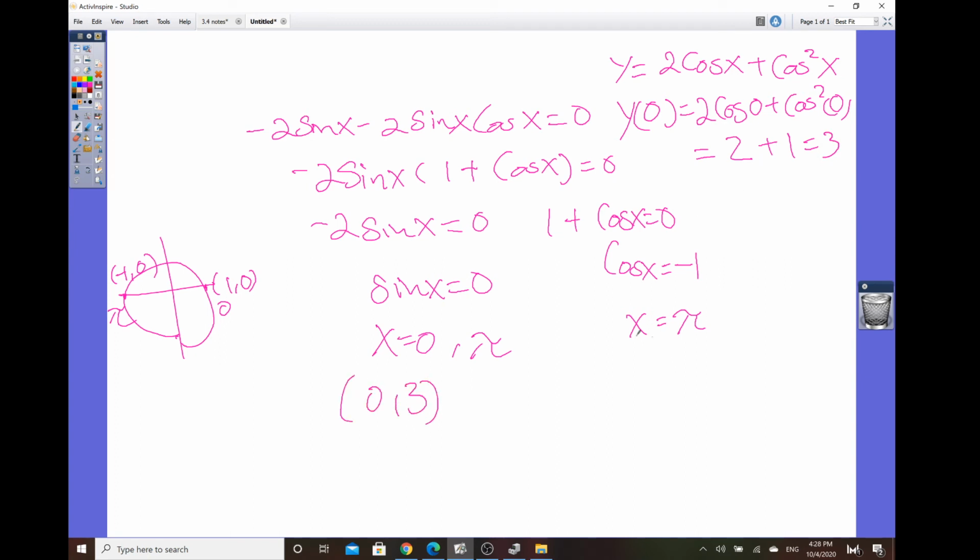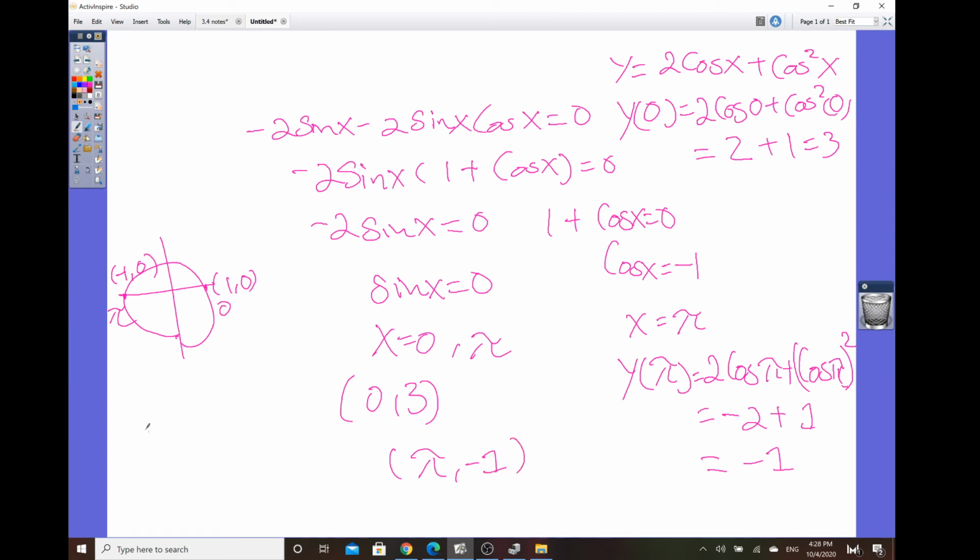And what about pi? So plug in pi back into the original equation. So 2 cosine of pi plus cosine of pi, quantity squared. Got to be careful, it's cosine of pi, quantity squared. Cosine of pi is negative 1. Negative 1 times 2, negative 2. Cosine of pi, negative 1. Negative 1 squared, 1. So it's negative 1. So we got pi comma negative 1. So those are the points for the solution.